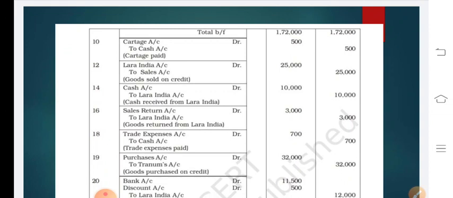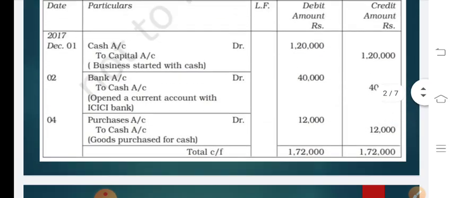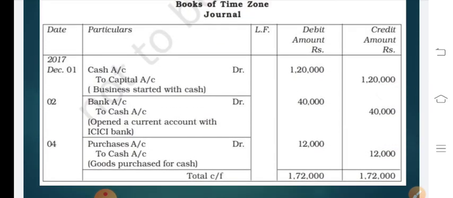Now if I ask you to prepare the ledger of cash for me, first of all, what you will do is look at the first entry, where you have debited the cash account. So you will prepare a cash account. And how will you prepare a cash account?